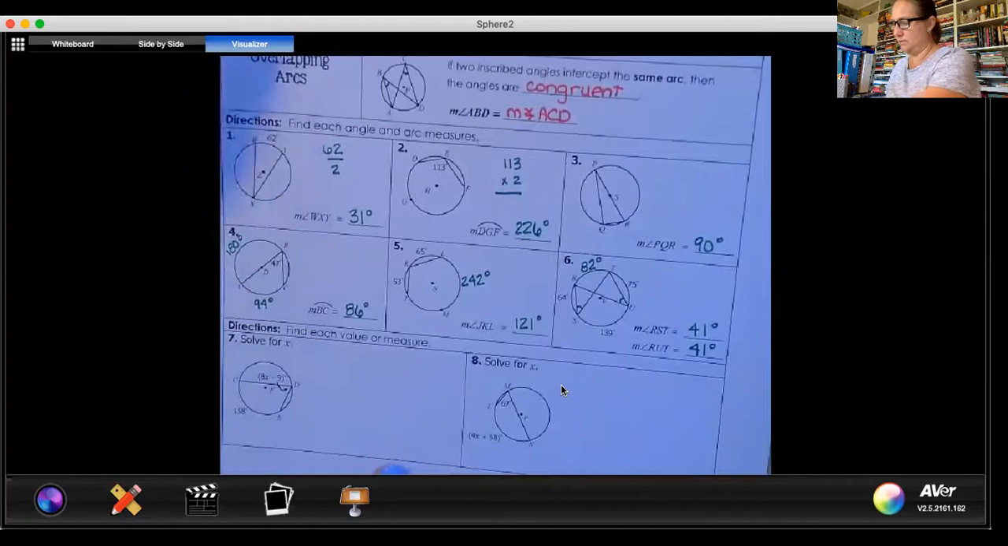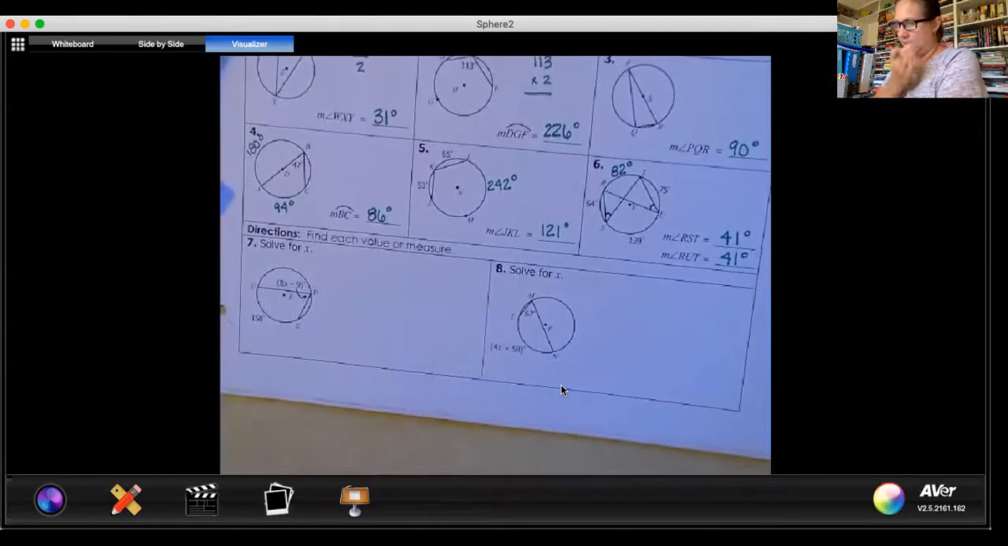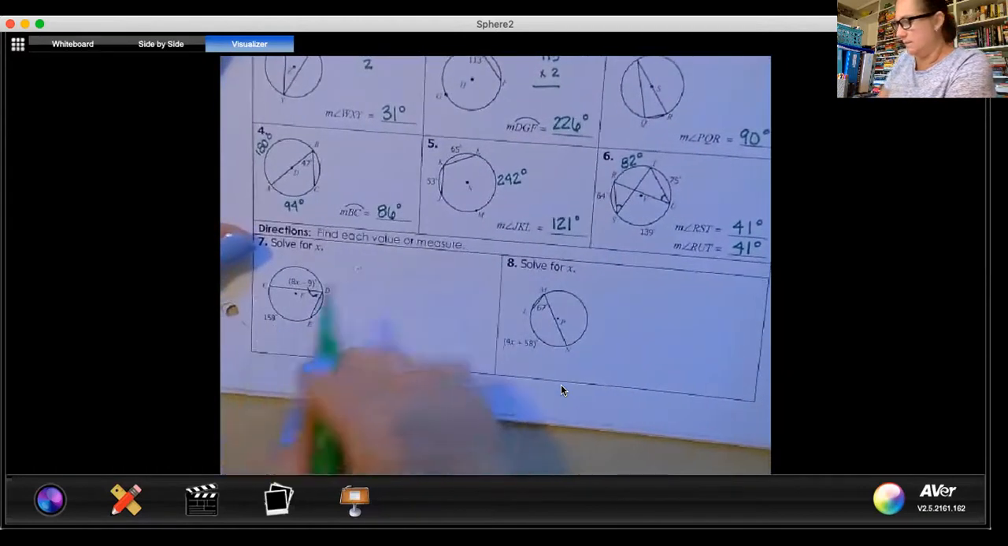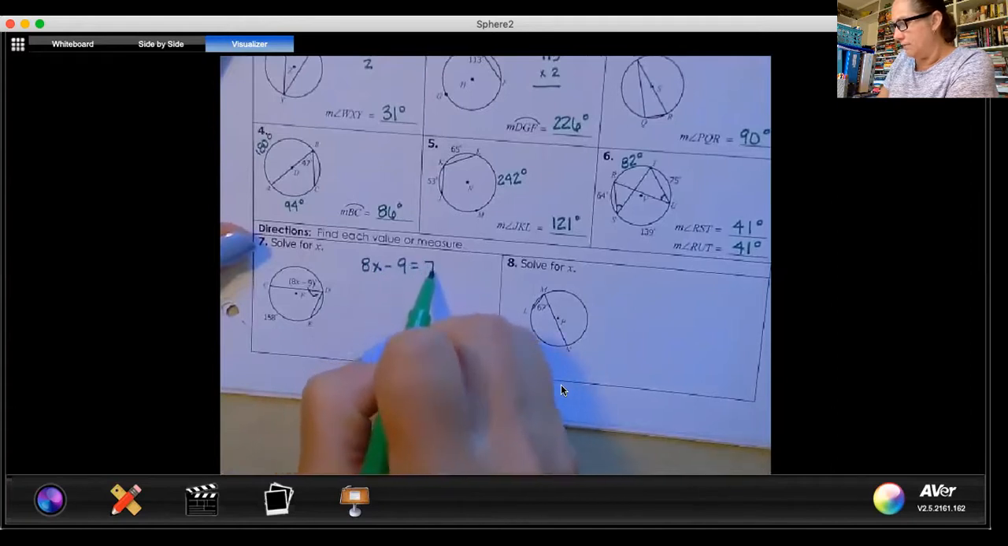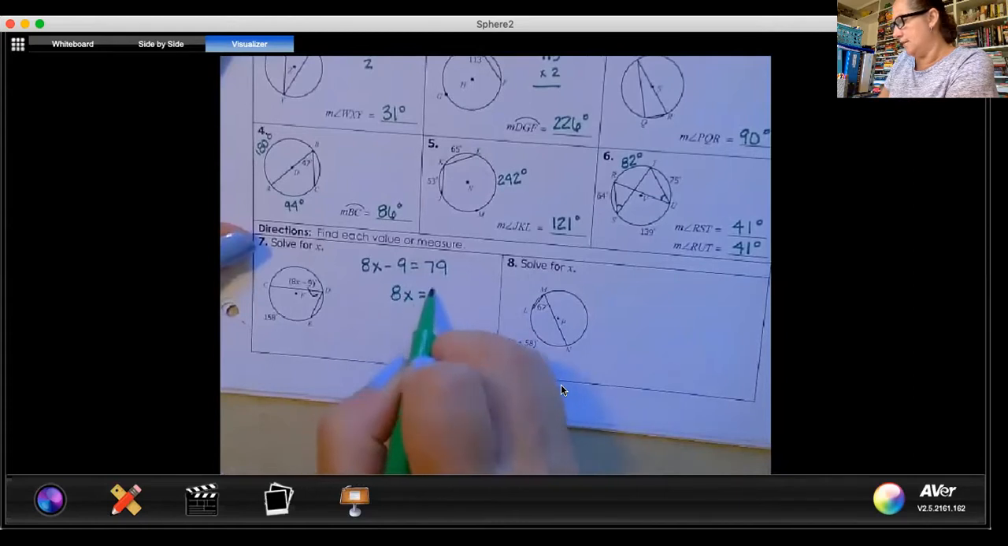I'm going to use some algebra here, starting with number 7. If the inside is 8x minus 9 and the arc is 158, then 8x minus 9 equals half of 158, which is 79. 8x is 88, so x is 11.